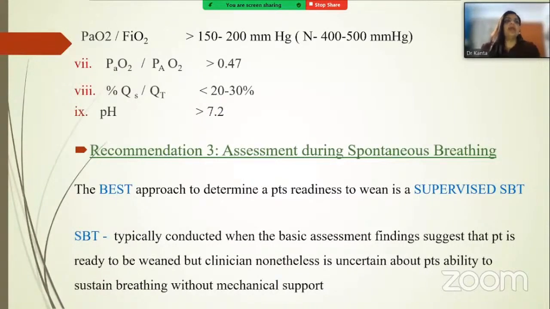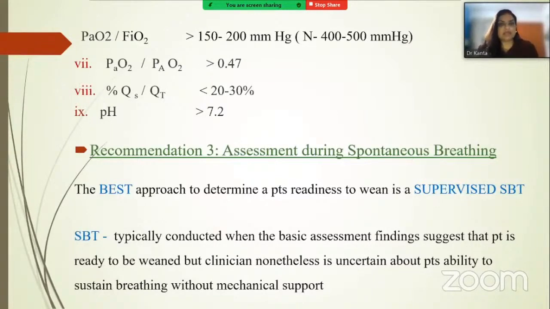There should not be any respiratory or metabolic acidosis, because such a patient won't be able to sustain spontaneous breathing for a long time. So once we have seen all these mechanics and oxygenation of the patient, we move on to assessing this patient for spontaneous respiration. We can put the patient either on pressure support or a minimal amount of ventilatory support, or you can give a T-piece trial to these patients. So this is the best approach to determine a patient's readiness to wean.